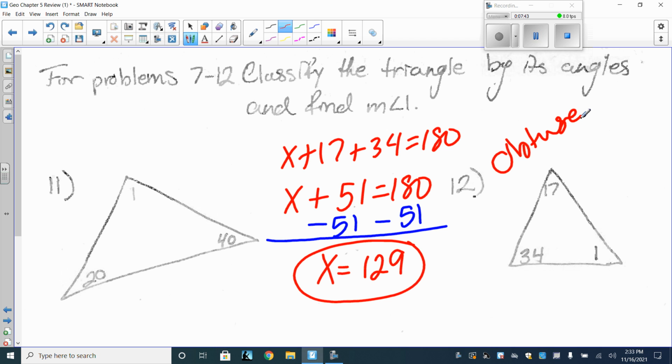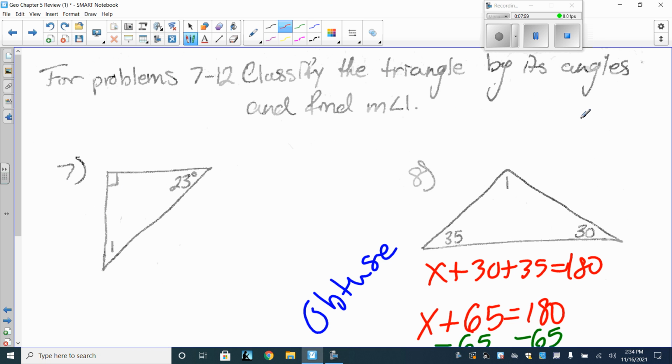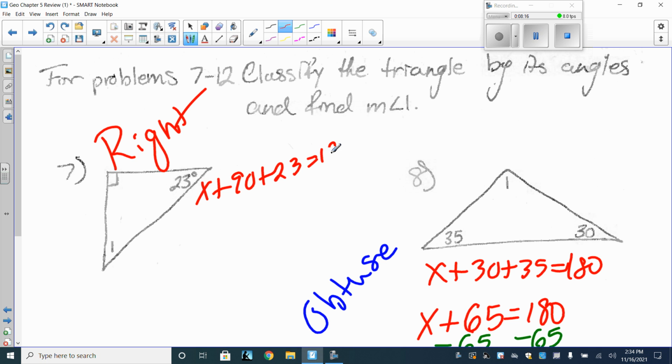Any other questions on this here? Okay. Which one? How about number 7? Is it the same way? It's 90 degrees? Yes. Because it would be the same thing. Now we can classify it by its angles because this would be a what? Right angle. It'd be a right triangle because we do have one right angle. Now the rest of the angles will add together to be 180, so we can say x plus 90 plus 23 is equal to 180.